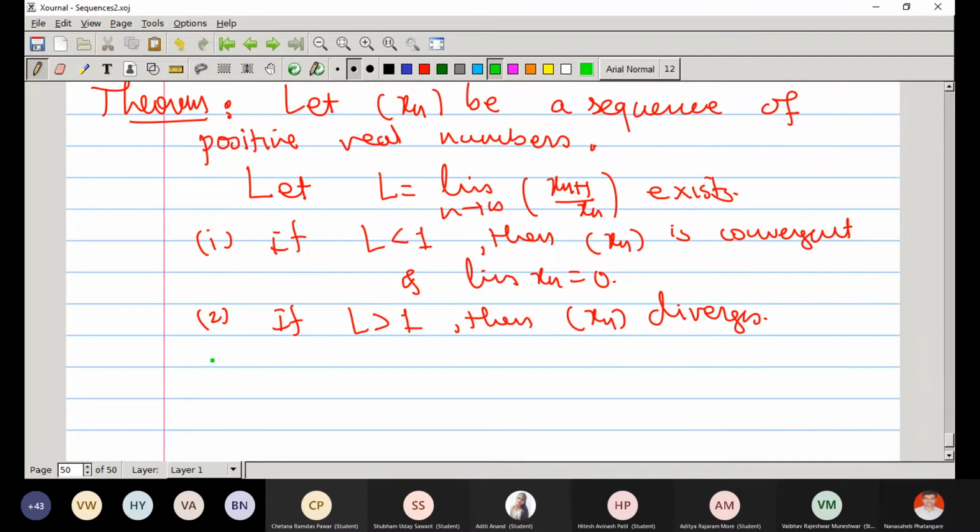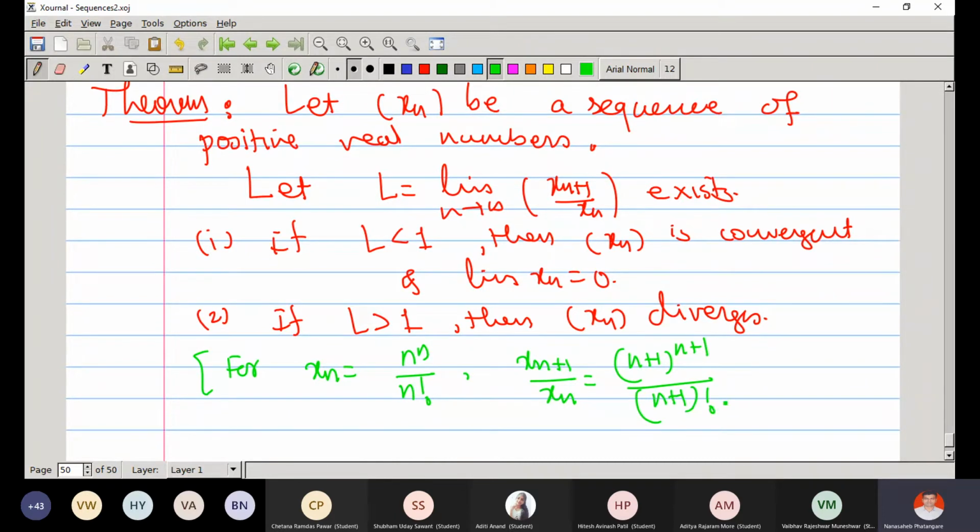So, for example, what is given? Suppose I am given some sequence xn equal to n raised to n upon n factorial. Suppose this is my sequence. Then what is xn plus 1 upon xn? This is a new sequence. I am dividing the next term by the previous term. What is xn plus 1? n plus 1 raised to n plus 1 upon n plus 1 factorial. This is xn plus 1 upon xn.